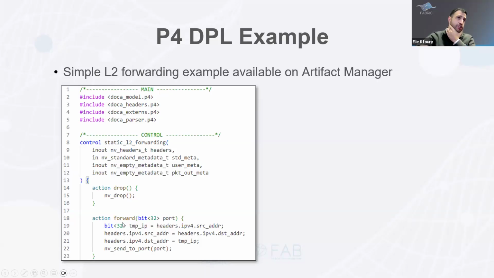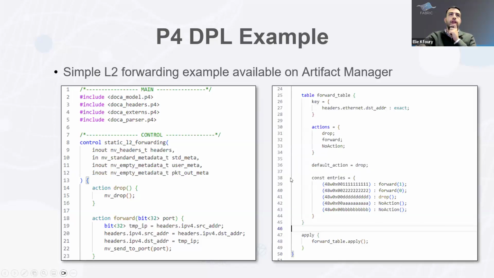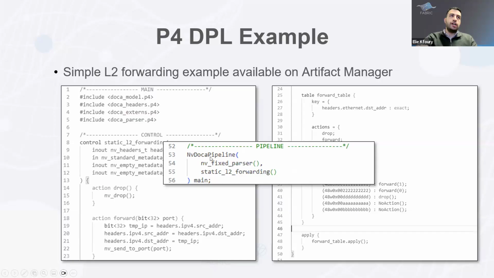This is another custom function, forward, where we are swapping the IPv4 addresses, and then we are calling NV send to port. So this is again a built-in function to send the packet out of a port. We are creating a table here. Just to make it simple, we have constant entries, but you can also add those through P4 runtime at runtime. And finally, you apply the table in the apply block, and you need to instantiate that pipeline.